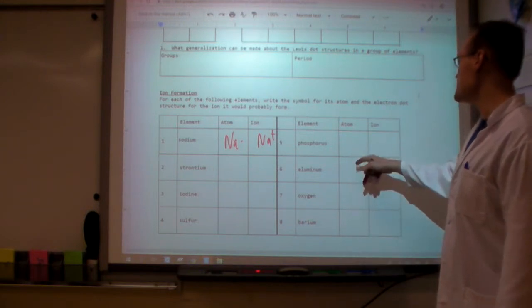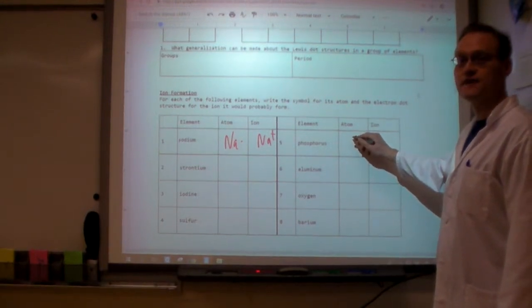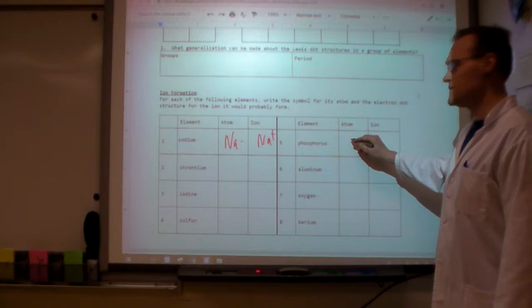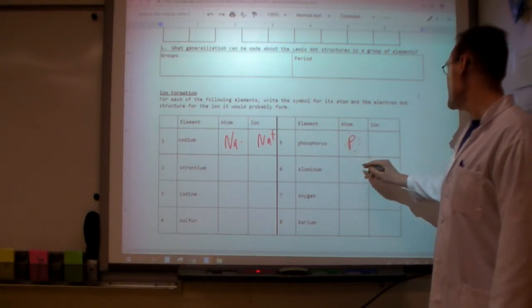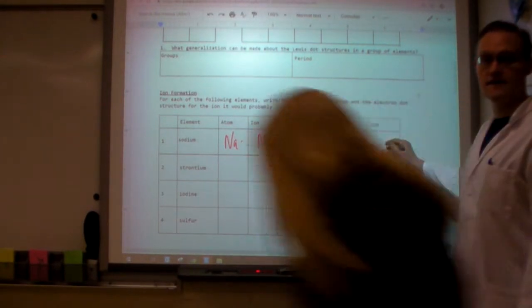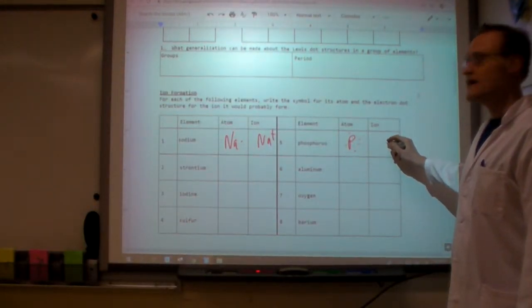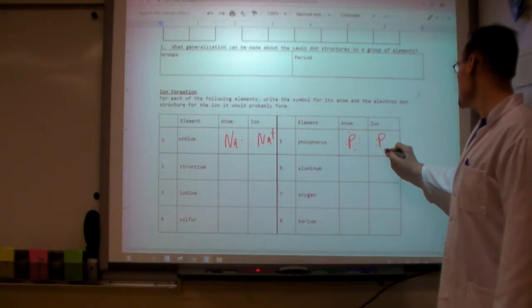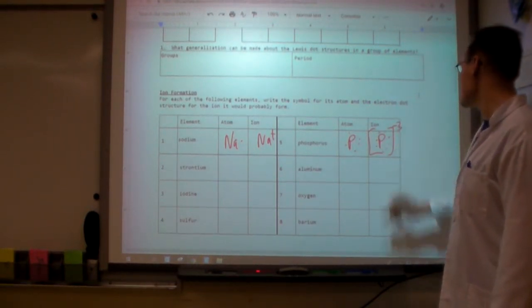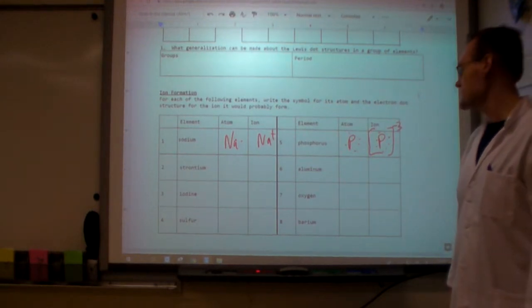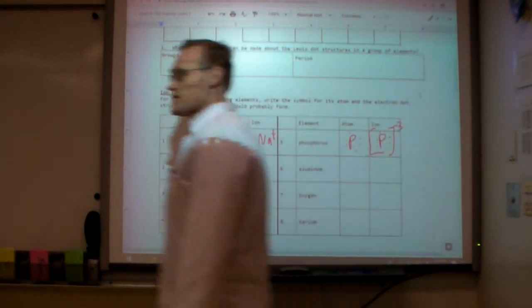Let's go ahead and do phosphorus. Phosphorus as an atom has how many valence electrons? Five. One, two, three, four, five. What's it going to do when it becomes an ion? It's going to add three. Eight. One, two, three, four, five, six, seven, eight. Brackets, minus three in the corner. Yep. Finish off the rest.